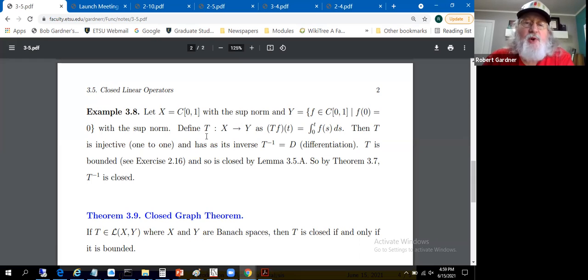We're going to define a transformation from the continuous functions into these functions which pass through the origin, for which f of 0 is 0. The transformation applied to f produces a function, so we'll let t be the dummy variable for that function, and we're going to define it to be an integral from 0 to t of f of s ds. So we're, in a sense, picking an antiderivative.